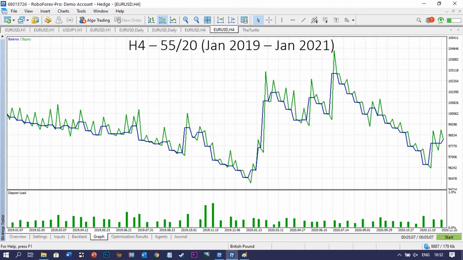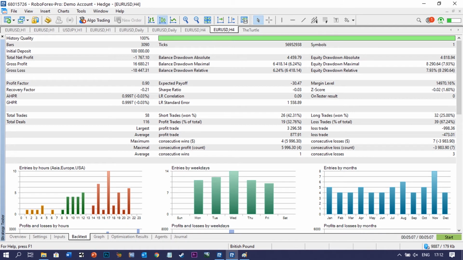If we look at the 4-hour 55-20 system, you do not make a profit, but as you can see, there's a time in July where you were in around about 3 or 4% profit for the 2 years, which is not a lot, but still it's trading only one currency pair. As you can see, you made a total loss of 1.7% in that year.